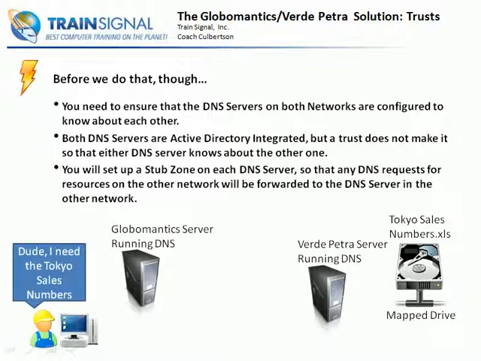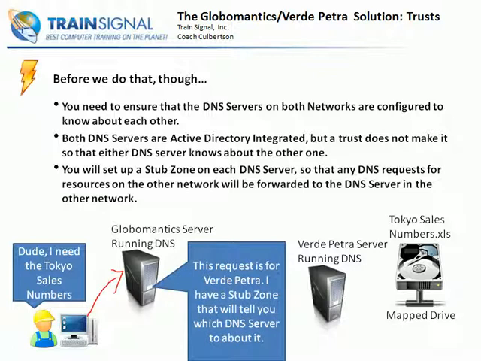But nevertheless, let's say that yellow hat guy over here, let's call him Bubba, all right? Bubba says, dude, you know what? I need the Tokyo sales numbers. So Bubba's computer puts in a request to the Globomantic server running DNS and says, hey, you know what? I need information on how to find this particular machine and this particular resource. Well, the Globomantic server says, dude, this request is for Verde Petra. Now, I have a stub zone that will tell you which DNS server to ask about. So the Globomantic server returns that DNS information back over to the computer.